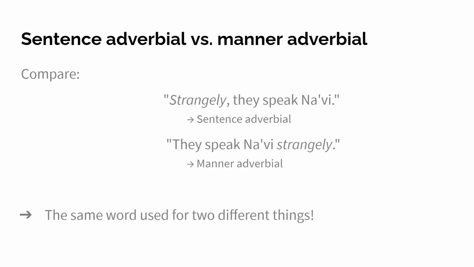So first of all, the first one would be a sentence adverbial, because the strangely here refers to the whole sentence. It's a comment about the whole sentence. The second one would be a manner adverbial, so it refers to how something is done, the manner of how someone speaks. You don't need to remember these terms, of course. I just put them here in case some people are interested in how to call these things.